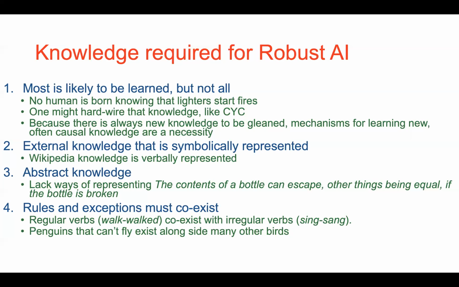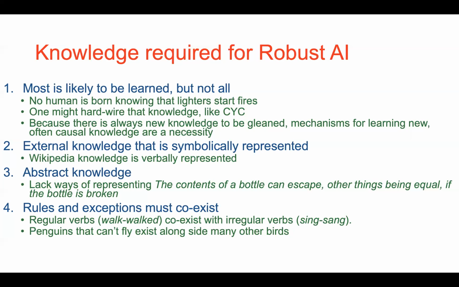And external knowledge that is symbolically represented. So Wikipedia knowledge is verbally represented, right? So knowledge required for robust AI, okay, lots of knowledge available. Where is it available? Well, Wikipedia has a lot of knowledge you can extract from it. Abstract knowledge: we lack ways of representing that the contents of a bottle can escape only if the bottle is broken. We lack how to represent this properly.